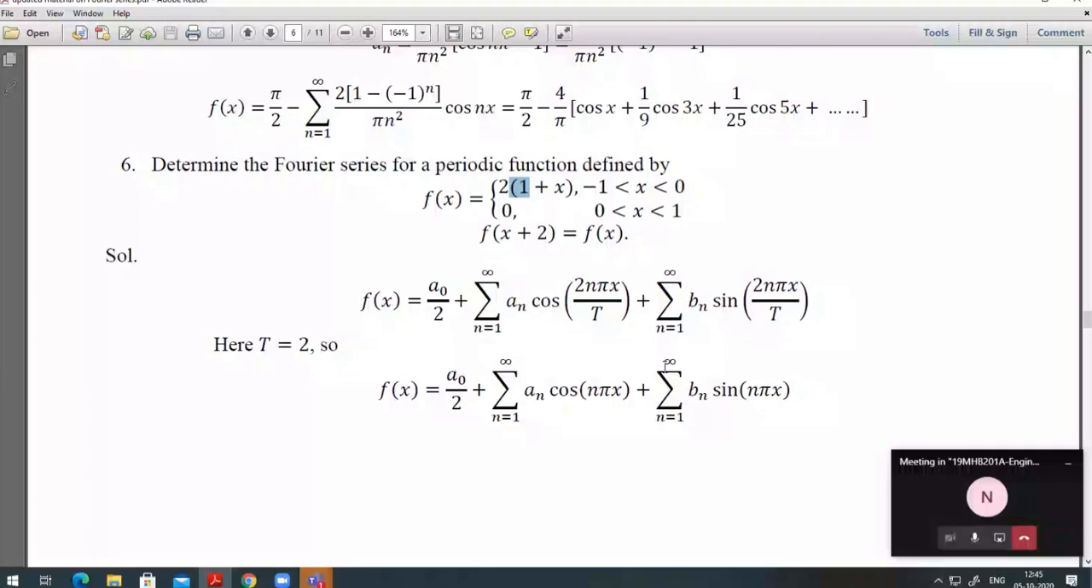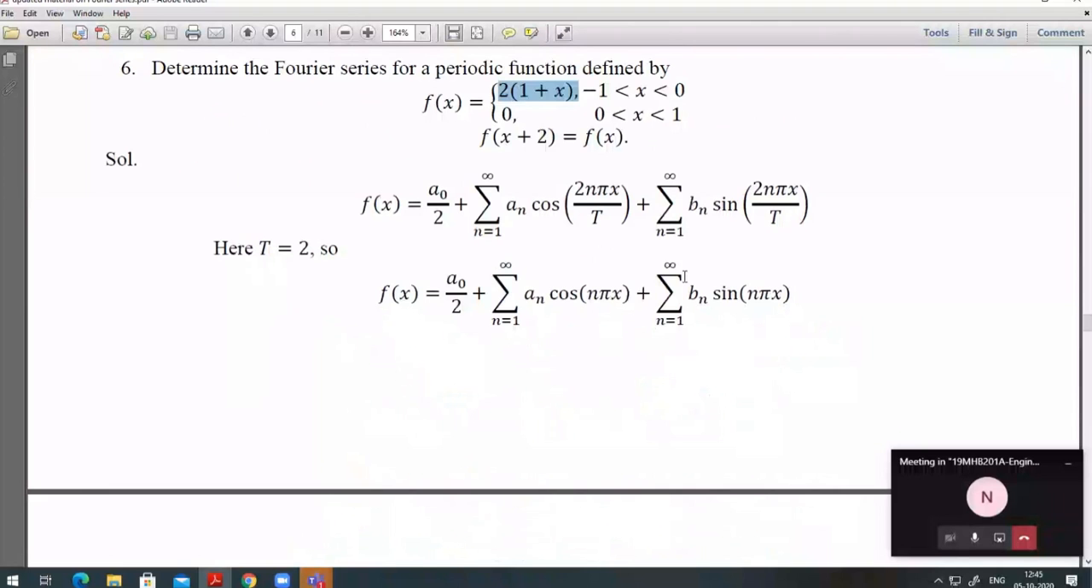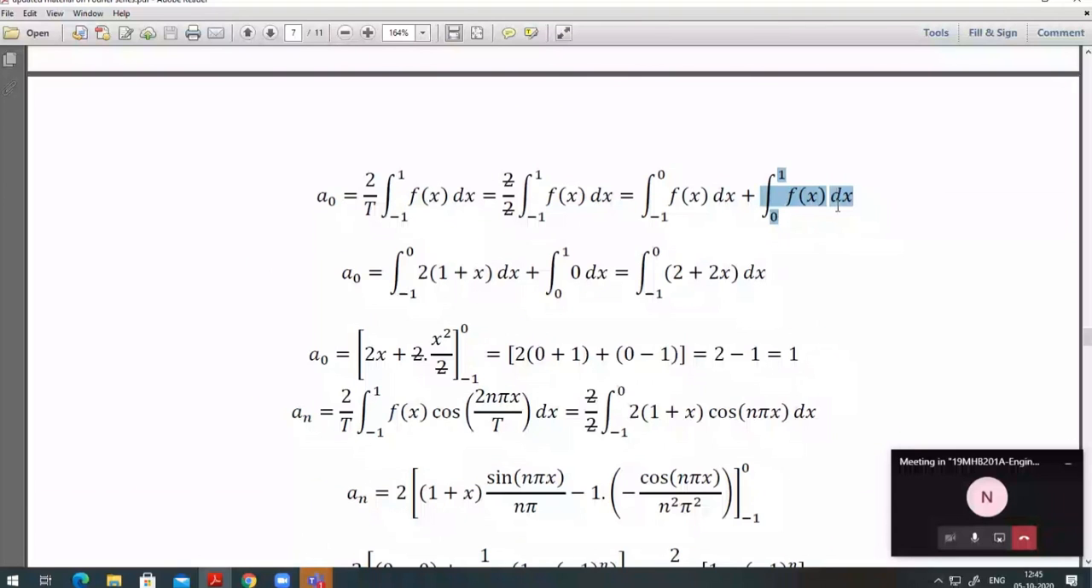The function in the interval minus 1 to 0 we call phi1, and the function in the interval 0 to 1 we call phi2. So 2 into 1 plus x is phi1 and 0 is phi2. I can directly say that the integral from 0 to 1 is 0 because the integrand itself is 0. So only the function from minus 1 to 0 remains. So a naught is the integral from minus 1 to 0 of 2 times 1 plus x dx, and that becomes the integral from minus 1 to 0 of 2 plus 2x dx. The integration of 2 is 2x and the integration of 2x is x square.